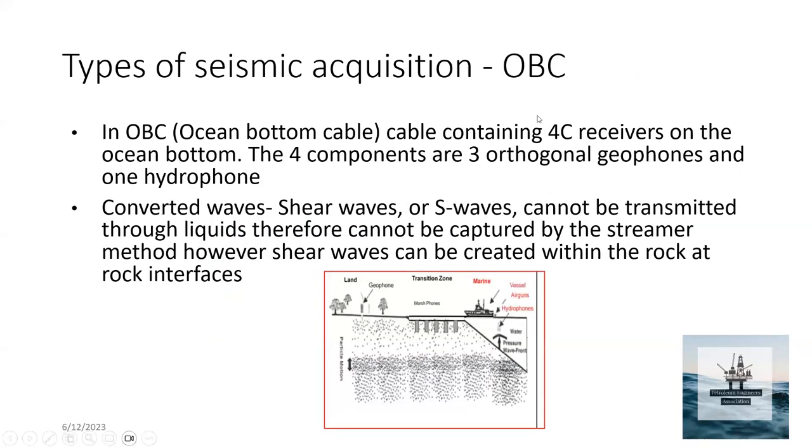We have something called OBC, the ocean bottom cable. The ocean bottom cable contains 4C receivers on the ocean bottom. Converted wave, shear wave, or S wave cannot be transmitted through liquid, therefore cannot be captured by the streamer method. However, shear wave can be created within the rock at an interface. The OBC method or technique gives us the advantage of having all kinds of waves. I think most of you studied this in college, the converted wave, shear wave, or S wave. So the ocean bottom technique gives us the advantage to record this kind of waves.